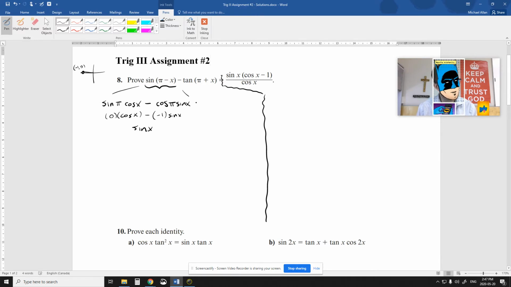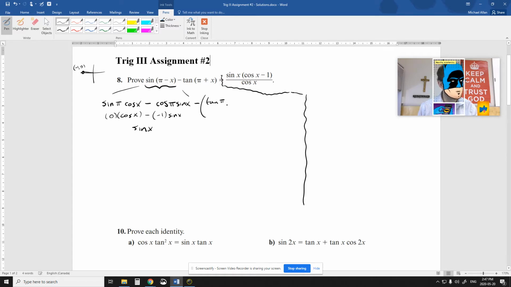Now tan, this is what's going to happen. It's minus tan of pi plus x. The tan sum identity is going to be tan pi plus tan x all over 1 minus tan pi, minus tan x. I'll put a big bracket on that. Okay, so I put in what the tan is equal to there, and I'm going to try to simplify this side down. It's getting a little bit crazy here.